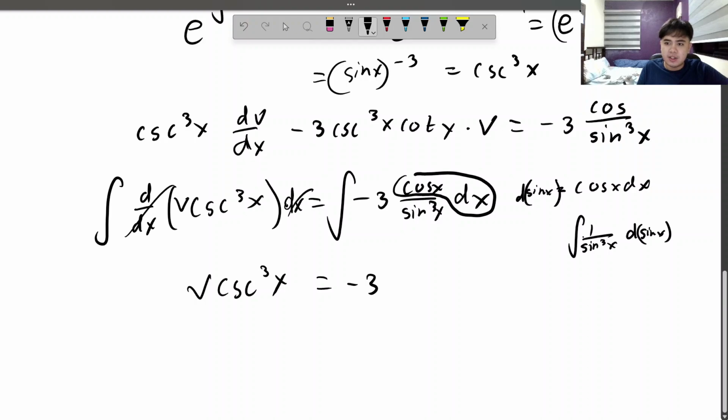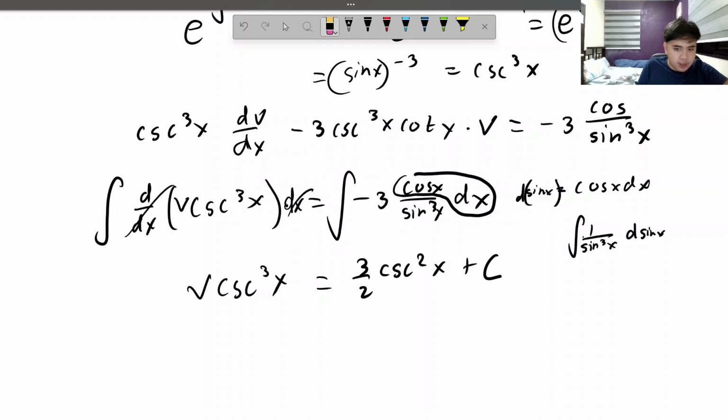This is basically a shortened version of integration by substitution, but I can tell you that the answer is, let me look at my notes, positive 3 over 2 cosecant squared x. Cosecant because it's sine x in the denominator, so it's cosecant plus c. Can't forget plus c. Let's just put it like that.